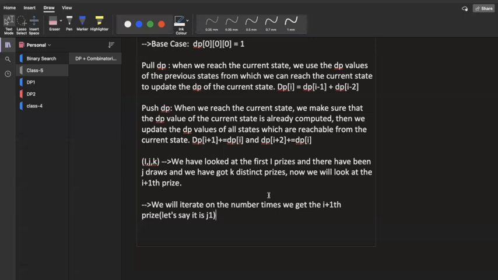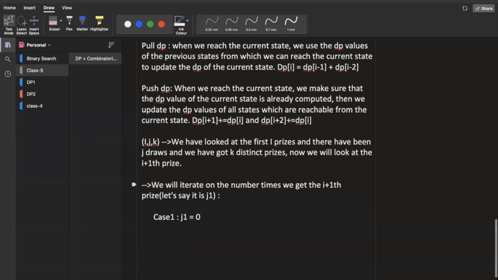Now, can anybody tell me how things are going to work? There are two cases. Let me write down the cases and then we'll see. The first case is that J1 is equal to 0, and the second case is that J1 is positive. Can anybody tell me the transition when J1 is equal to 0? That is, we don't pick the I plus 1th price at all.